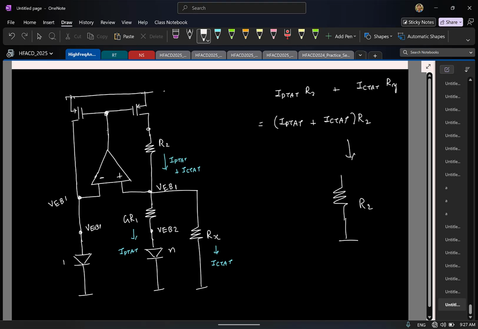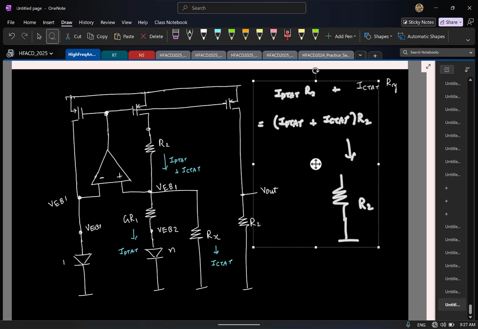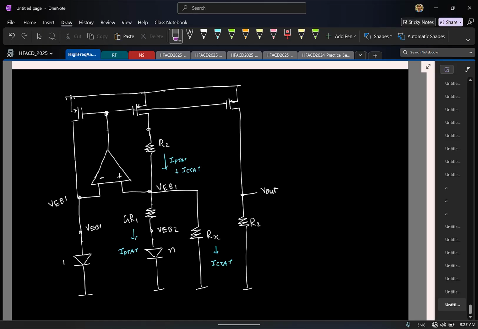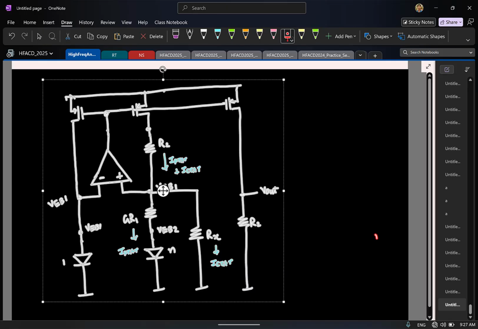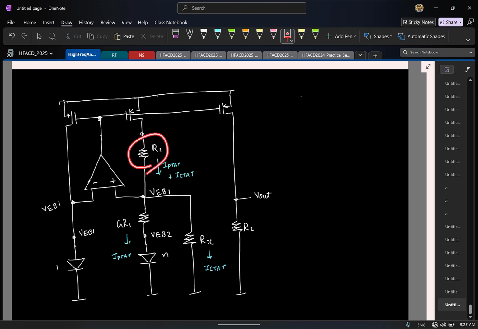So which means I have to take an identical PMOS transistor, I pass it through R2, and this is my Vout. So which means now, do I need to have this R2 here? It is not necessary. Is that clear? R2 is no longer needed here. This resistor is no longer needed in the circuit.